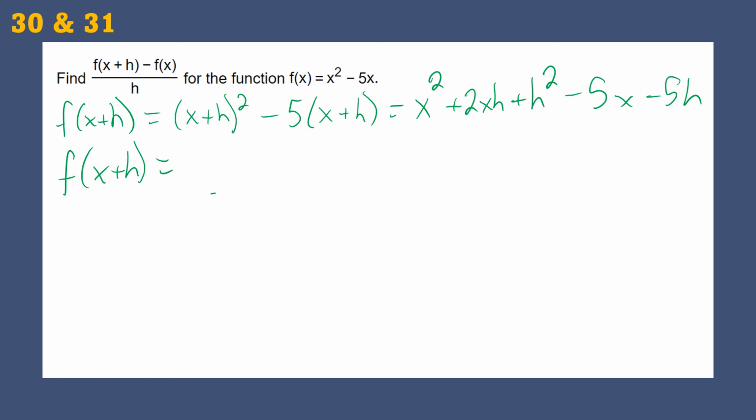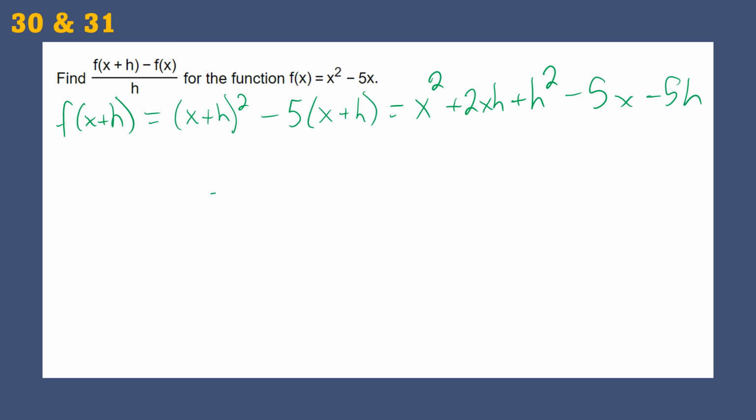I'm just combining like terms here. F of x plus h is x squared. Well, I'm not even going to clean it up. It's ugly. Let's just leave it what it is. I could try to reorder it, but there are no like terms to combine. Okay, so that's the point I'm trying to make here.